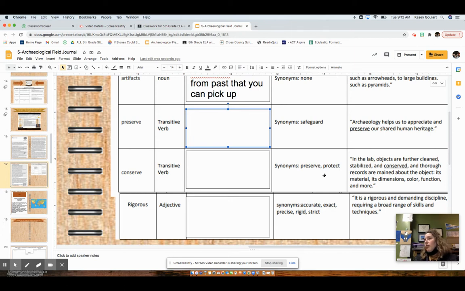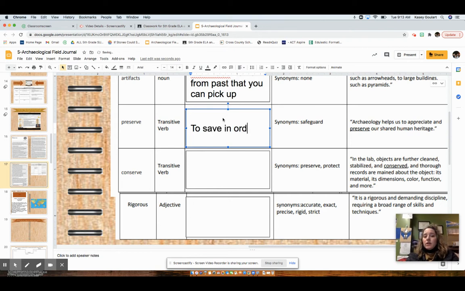Like keep it in mint condition. Yeah, to keep it in the best condition. So for preserve, let's say to save in order to keep in good condition. If I am preserving an artifact, I am making sure that it doesn't get destroyed. Saving it to make sure it's in the best possible condition. I was about to say save something. That's good. And a synonym is safeguard. That's a great synonym. Know these synonyms if there are any, because you might have some of these synonyms as an answer choice.